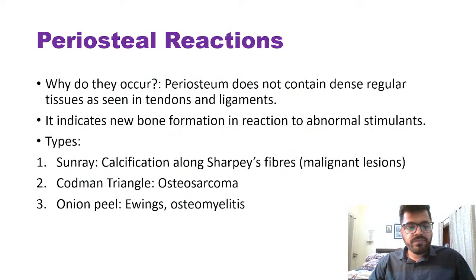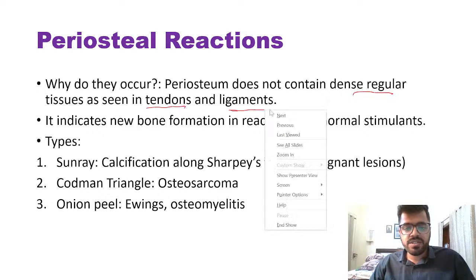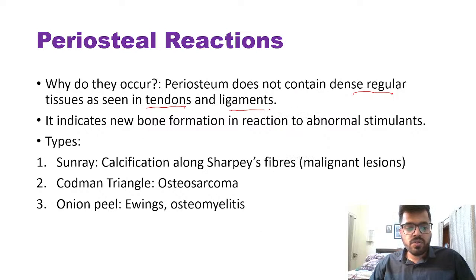Moving on, now we come to periosteal reaction. Why does periosteal reaction occur? Because the periosteum does not contain regular dense tissue as is seen in tendons and ligaments. So this indicates new bone formation in reaction to some abnormal stimulus. The connective tissue in the periosteum is not very dense. Therefore, whenever new bone formation occurs, it will breach the periosteum. Whatever stimulus leads to new bone formation can lead to periosteal reaction.